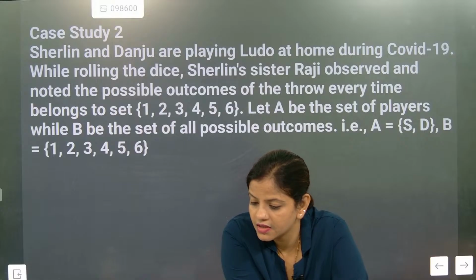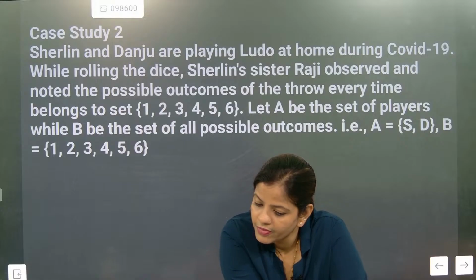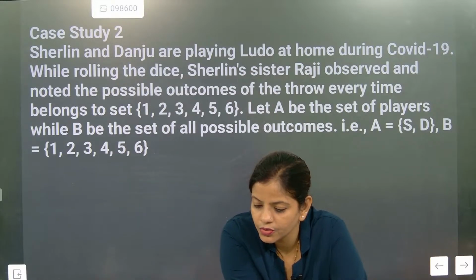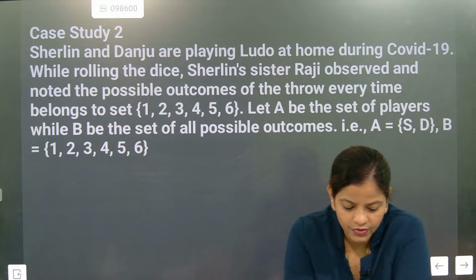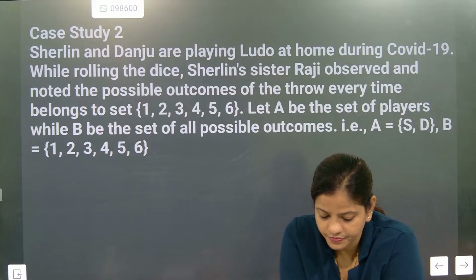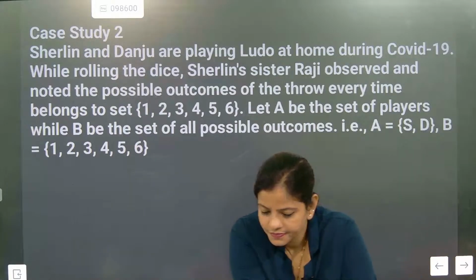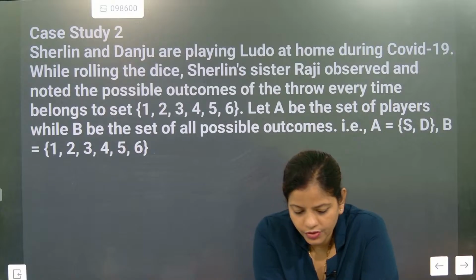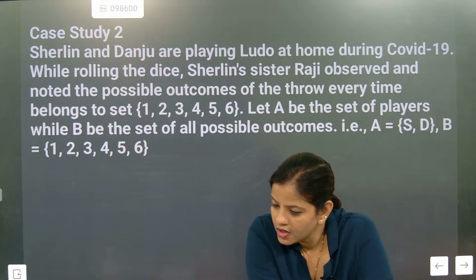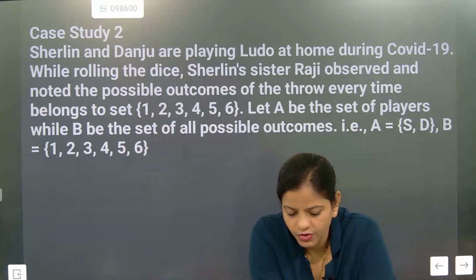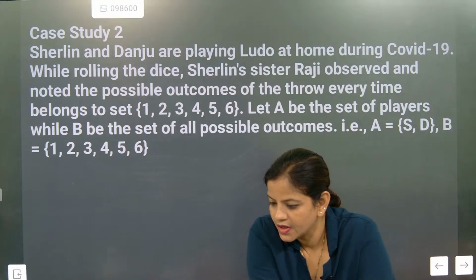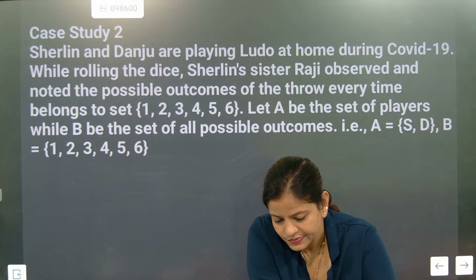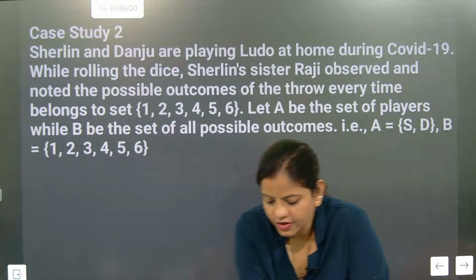Understood? B will be coming as 1, 2, 3, 4, 5, 6. Now we are going to solve this question. A is equal to S, D, and B is equal to 1, 2, 3, 4, 5, 6. Now we are going to solve the questions. Shall we start solving the questions, please?